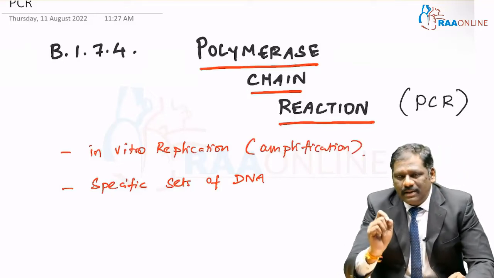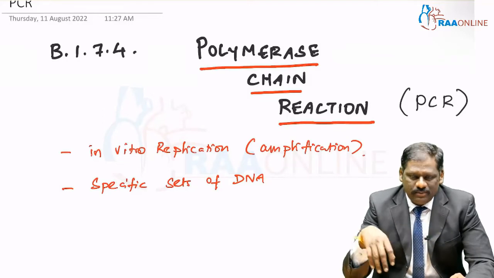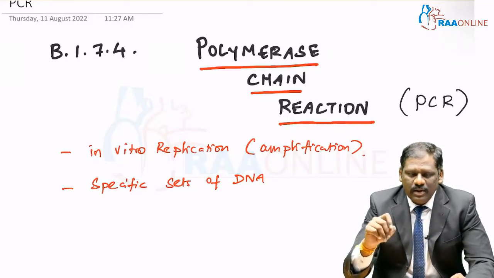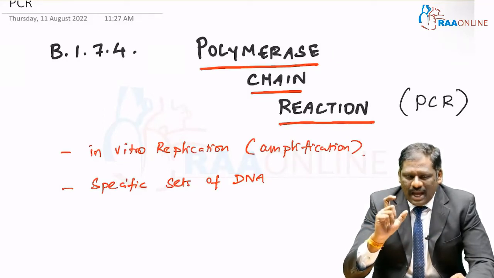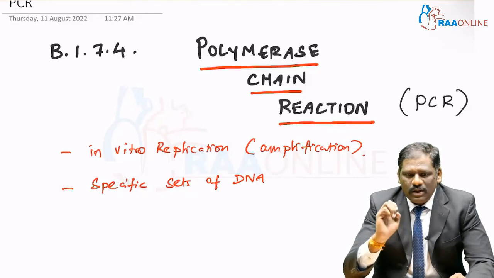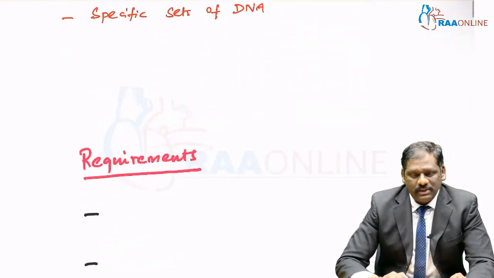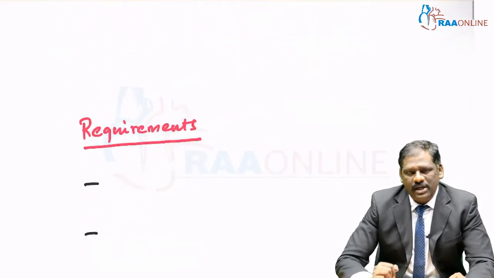And please remember, you are not going to amplify the entire genome, the entire human chromosome. We are going to amplify only the region which is of our interest. So, this is what polymerase chain reaction is all about. Now we will see what are the requirements for polymerase chain reaction.